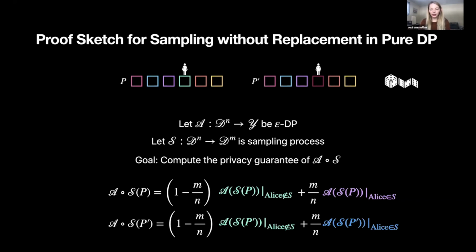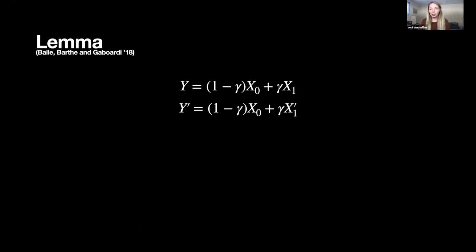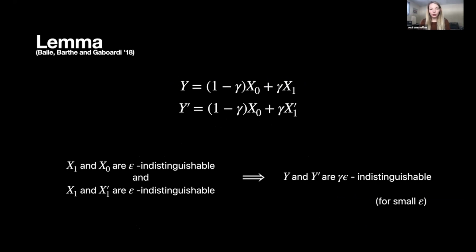Okay, so now I want to analyze this. And I can actually appeal to a more general lemma about indistinguishability. So I have two distributions, y and y prime. And both of them sample from the same distribution x0 with probability 1 minus gamma. So with probability 1 minus gamma, they're the same. And with probability gamma, they are different. What this lemma says, and actually the lemma in the paper is a little bit more general than this, but this is the version we need, is that if x1 and x1 prime are epsilon indistinguishable, so when they sample from different distributions, the distributions are not that different, and x1 and x0 are also similar or indistinguishable, then I get amplification. So y and y prime are gamma epsilon indistinguishable. I took three mechanisms that were epsilon indistinguishable, and I turned them into a mechanism that was gamma epsilon indistinguishable. And again, this is only for small epsilon.